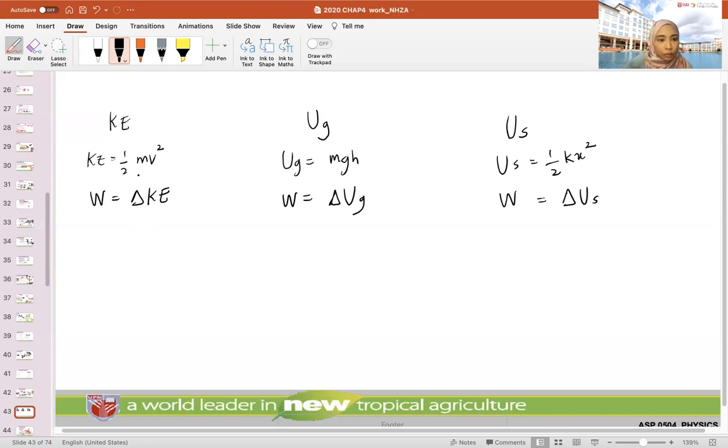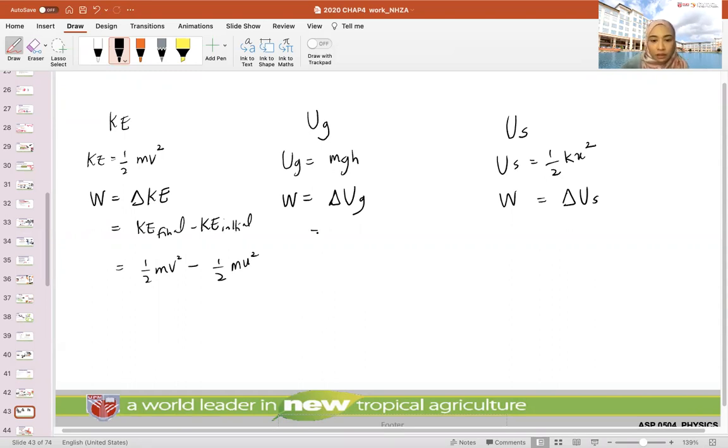So when I want to find out what is the work done, either positive or negative, it has to be related to the change in kinetic energy. So I can say KE final minus KE initial, or 1 over 2 mv squared minus 1 over 2 mu squared. So this is my work done.